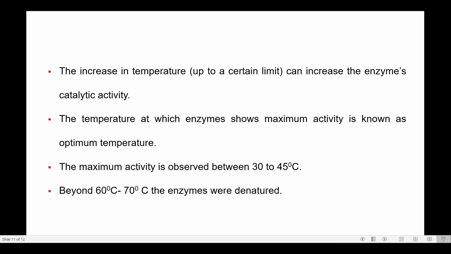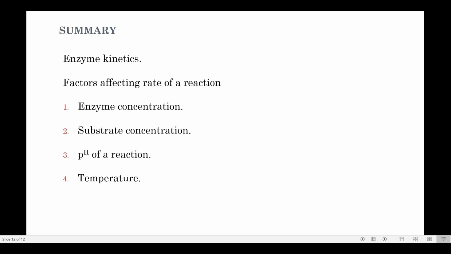So these are the effects of enzyme concentration, substrate concentration, pH and temperature on the rate of enzyme catalyzed reactions. In this session, we have seen enzyme kinetics and the different factors which affect the rate of enzyme catalyzed reactions.